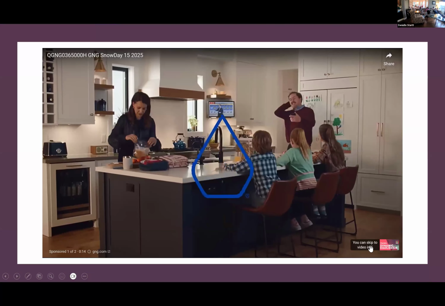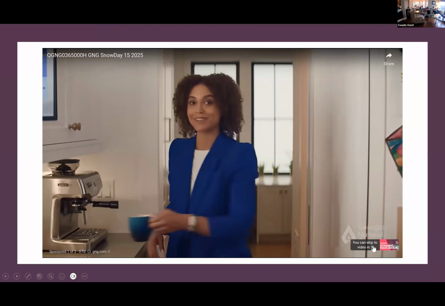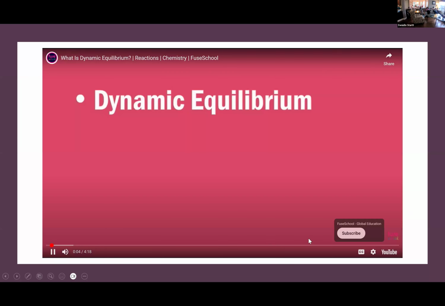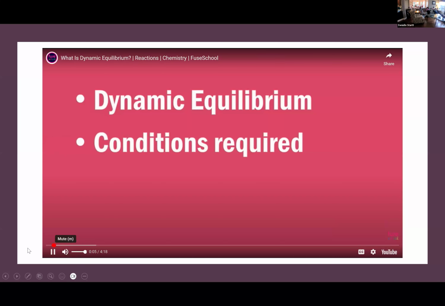Yes. Oh, yes. This is Georgia Natural Gas. Yes. Okay. Always commercial snap. Okay. Equilibrium, the conditions required. Hello.